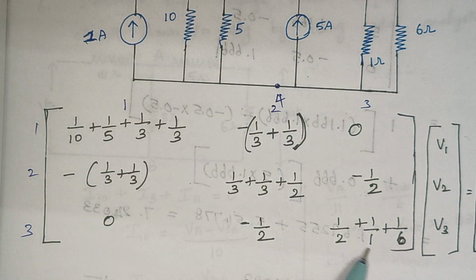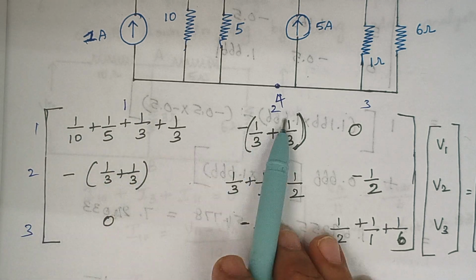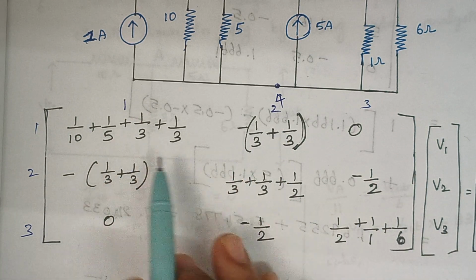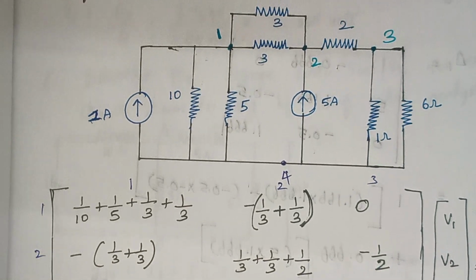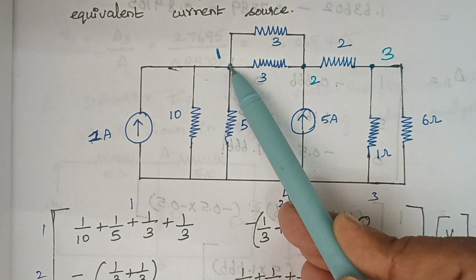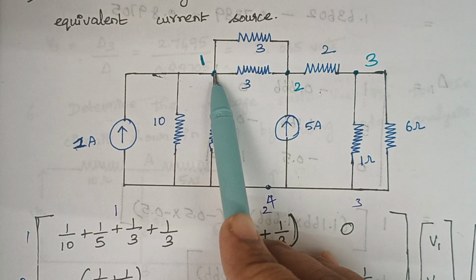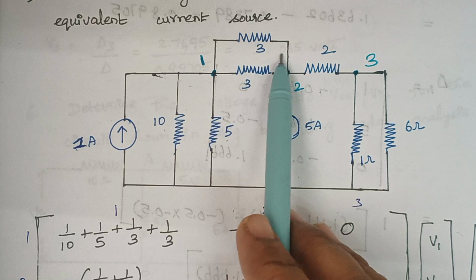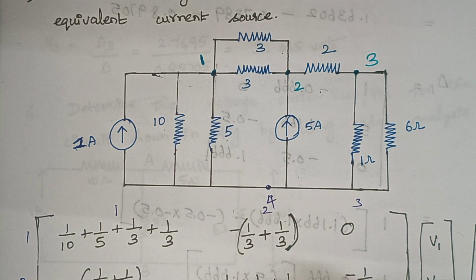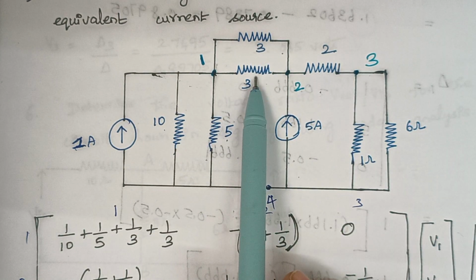And these diagonal elements are nothing but the resistors which are connected to that particular node. Right. That is 1, 1, 2, 2 and 3, 3. These diagonal elements are simply representing the resistors that are connected to the nodes. So here just look at node 1. When you look at node 1, what are all the resistors that are connected to node 1? This 10, this 5, this 3 and this 3. So you have to take the reciprocal and you have to add. So you see 1 by 10 plus 1 by 5 plus 1 by 3 plus 1 by 3.